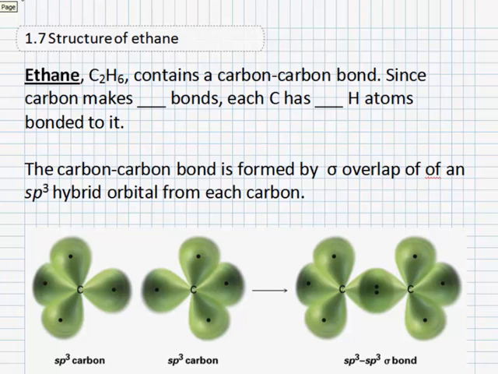So ethane is a 2-carbon compound, so C2H6. It has a carbon-carbon bond to it. That's something that methane didn't have. Methane just had CH bonds. So ethane, C2H6, has that carbon-carbon bond.